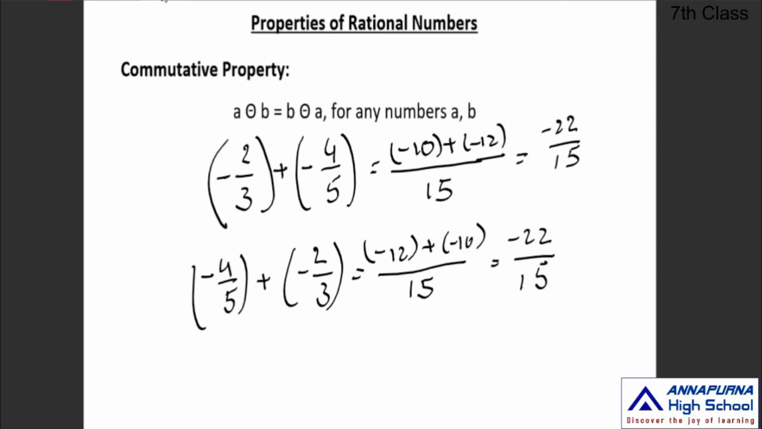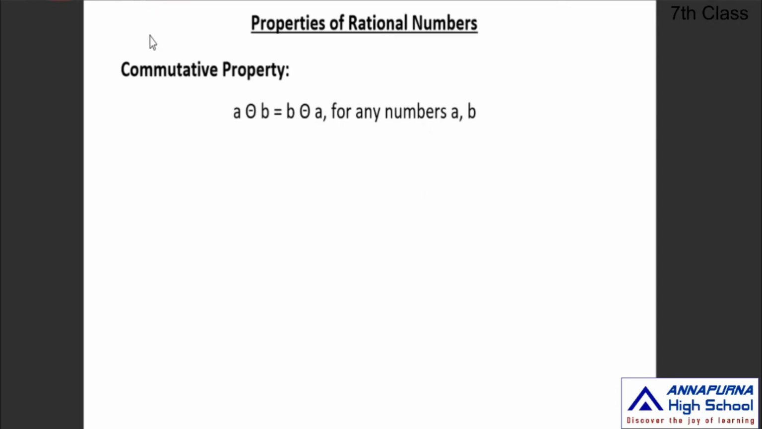So instead of addition, let us take subtraction. That means instead of this dot circle, here I am taking subtraction. Here I am subtracting one rational number from another rational number. Let us verify this commutative property of the collection of rational numbers with respect to the subtraction operation.